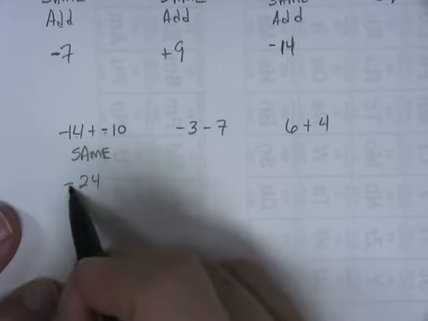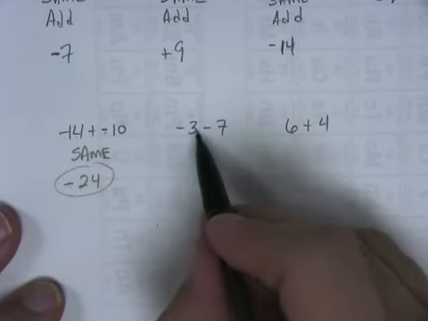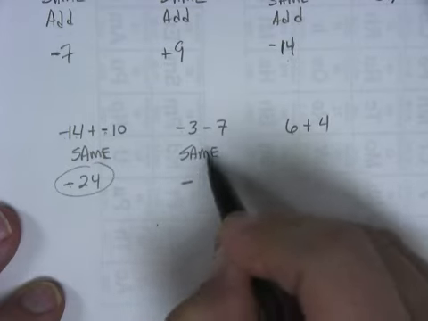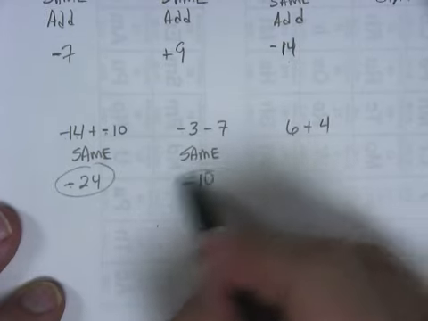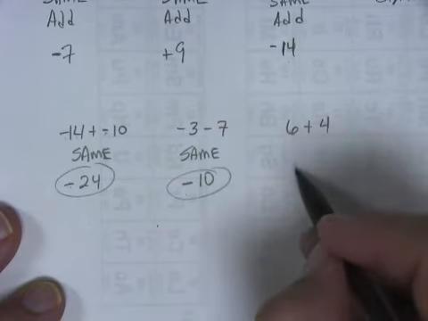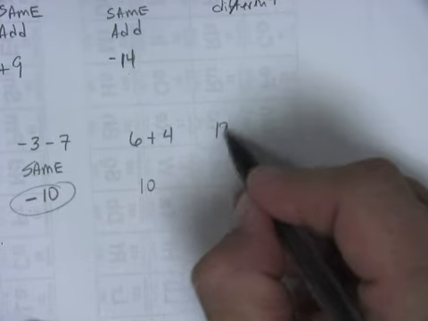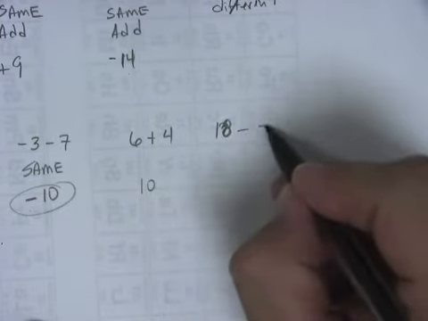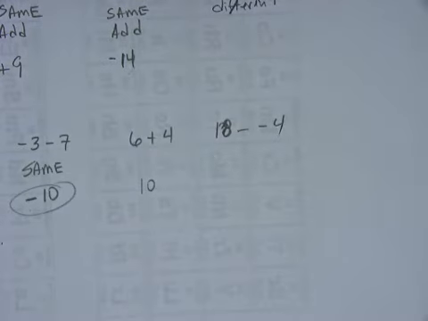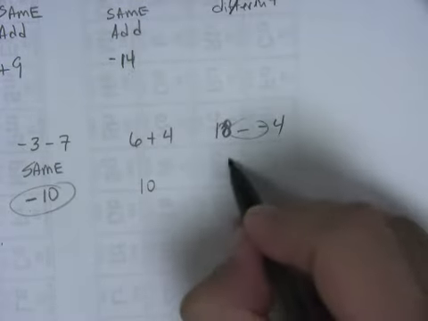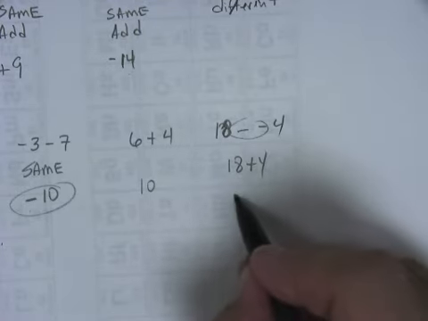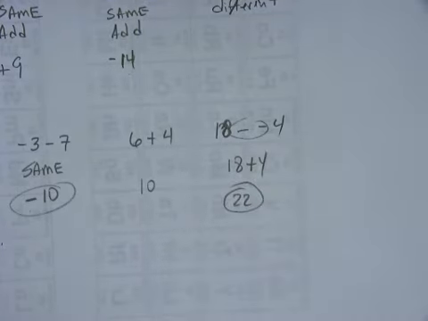If they were both positive, this would be positive. Negative and negative, they're the same. So it'd be negative 10. You keep the sign in your answer. 6 and 4 are both the same. That's 10. How about this one? How about 18 minus, make that 18, it looks like an 18. 18 minus negative 4. Remember, two negatives together, we need to rewrite as positive. So 18 plus 4, the signs are the same, so it becomes 22.